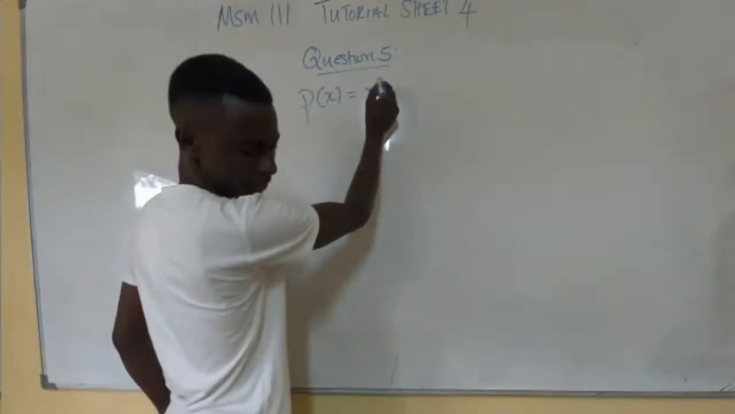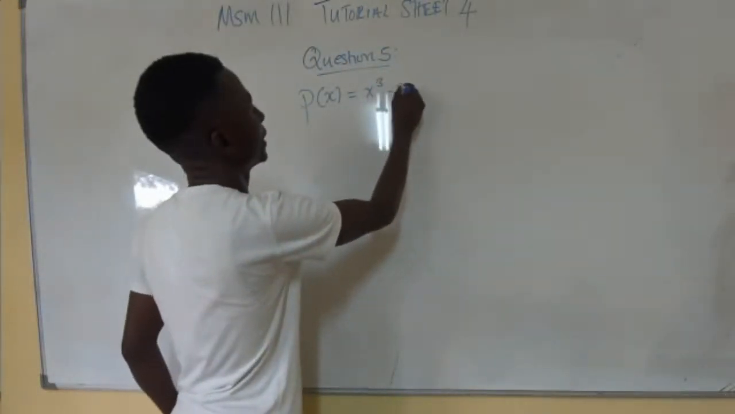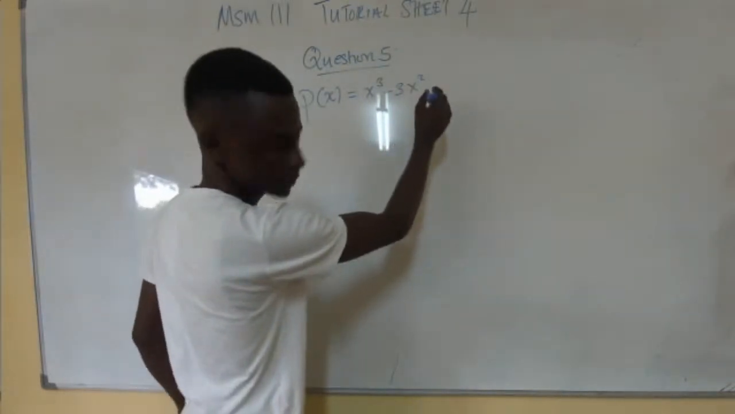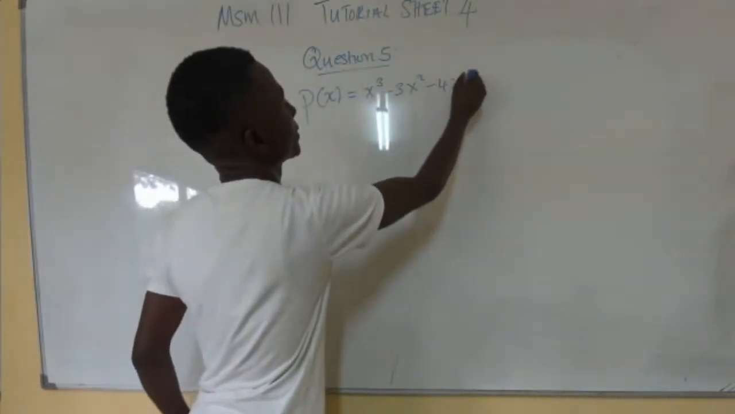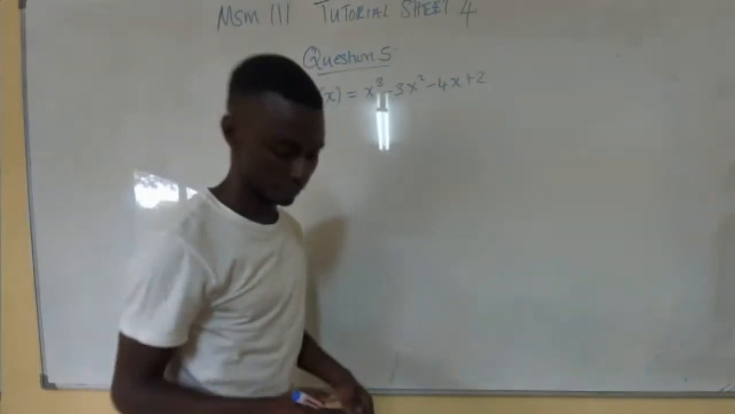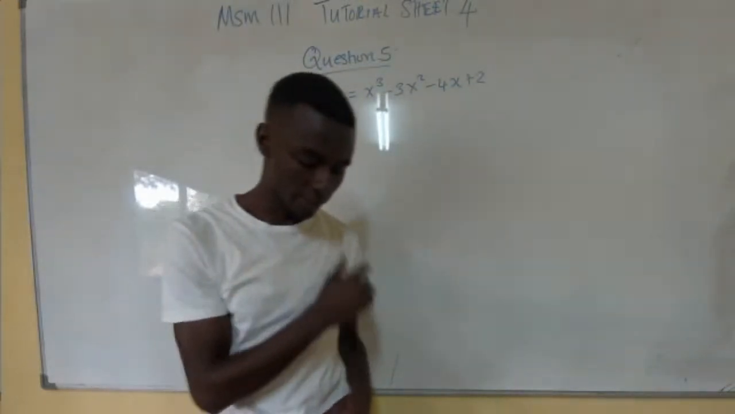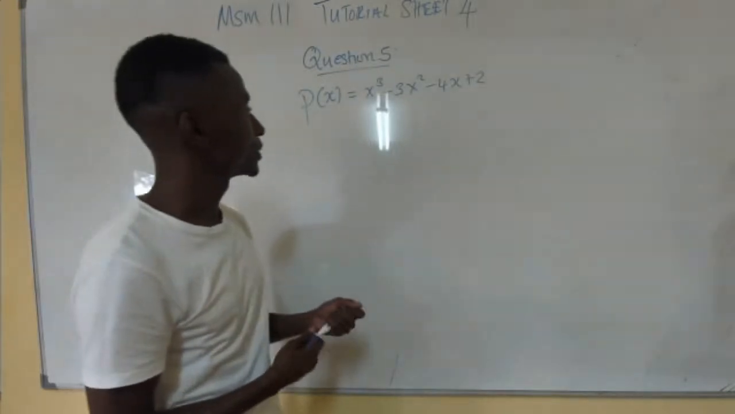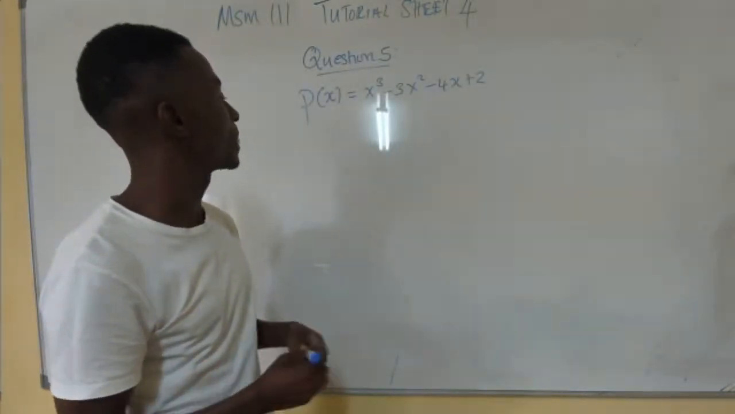x to the power 3 minus 3x squared minus 4x plus 2. So factorizing that one, I think it is simple. We are going to use factorizing by grouping.